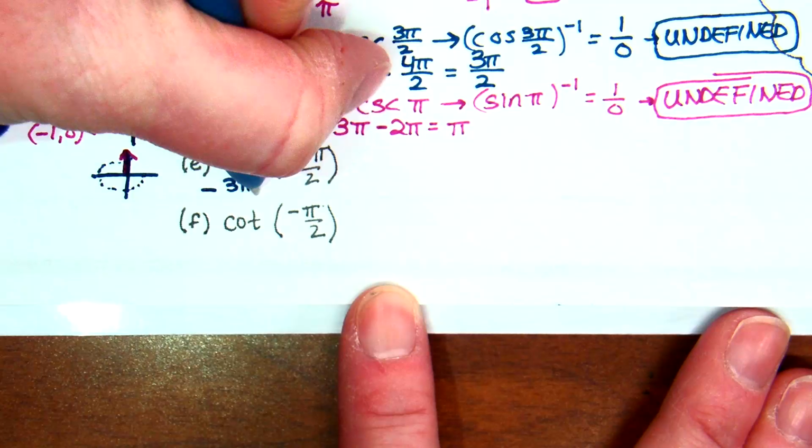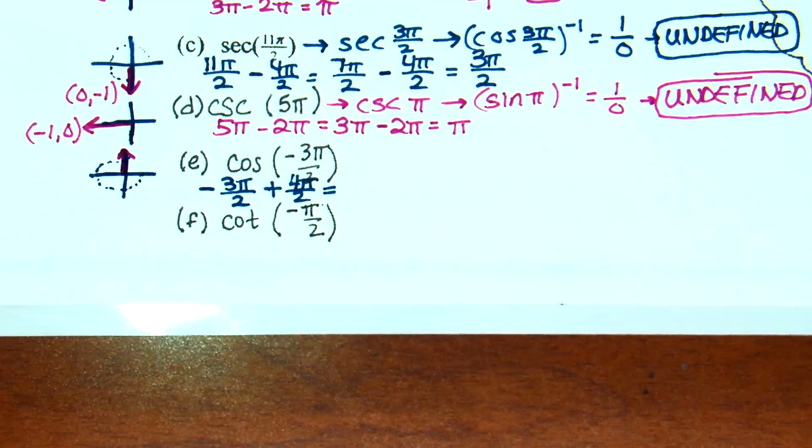Okay, so we're adding 4 pi over 2. And negative 3 pi over 2 plus 4 pi over 2 just so happens to be pi over 2. So my point is, you don't necessarily have to add or subtract something sometimes, right? You can figure it out without that. But if you're at all confused, that's what I'm going to have you do. So we're doing the cosine of pi over 2.